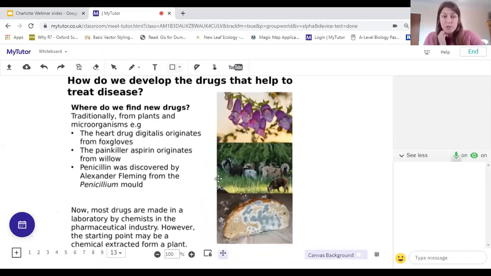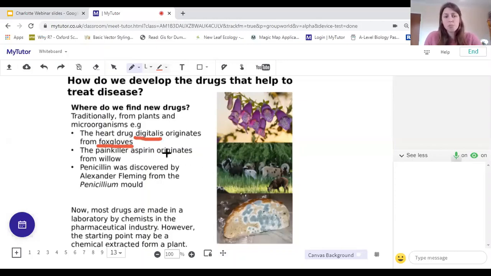So where do we find new drugs? Traditionally, we found new drugs in plants and microorganisms, so in our natural world. So for example, the heart drug called digitalis originates from foxgloves. Foxgloves are really poisonous, so don't go and eat them because they're good for your heart. That's not how this works. So foxgloves contain a compound from which scientists were able to extract digitalis and make it safe to use as part of heart drugs.